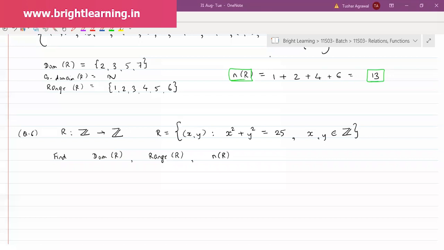Codomain is obvious. Codomain will be Z. I'm interested in cardinality. If you get the cardinality correct, it means you have solved it correctly. Z is a set of integers. Okay, you realize this. All positive, negative, all the integers.